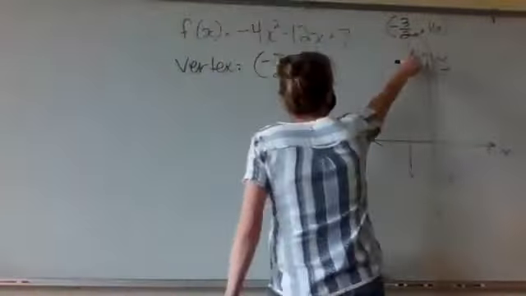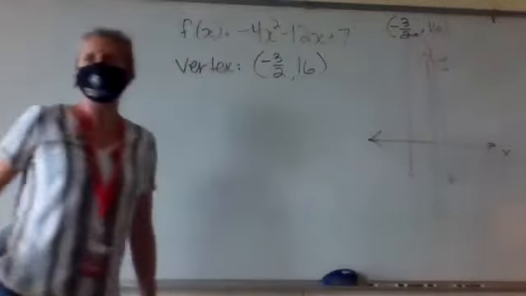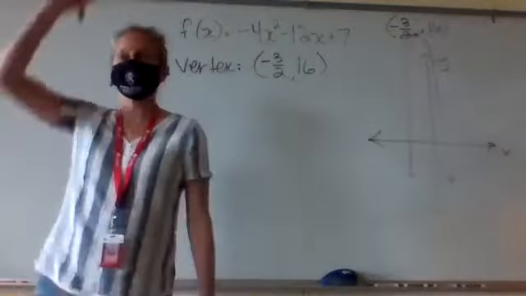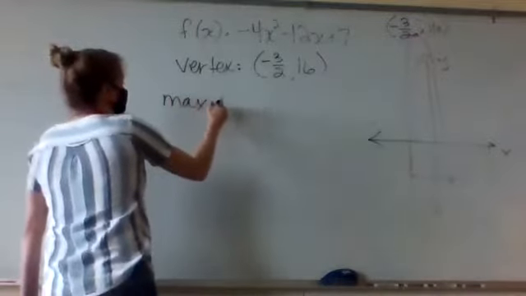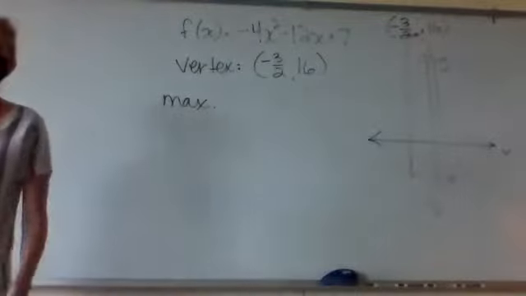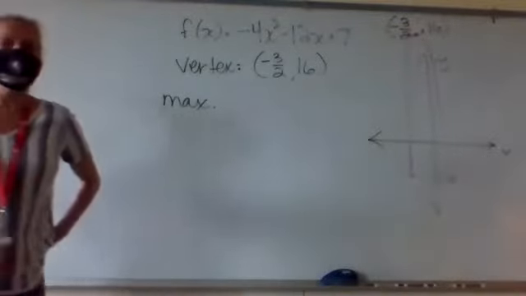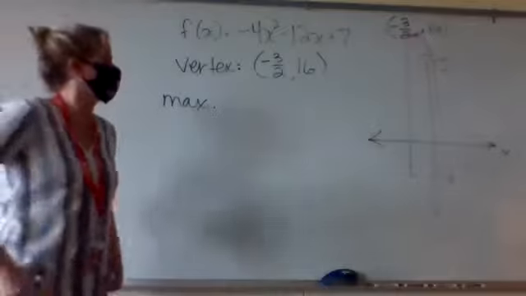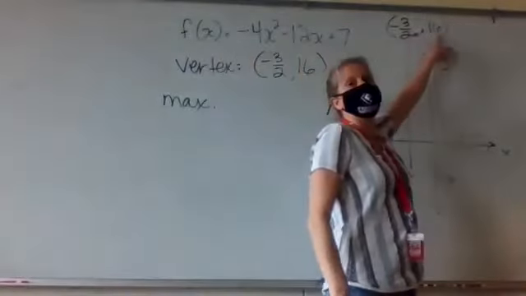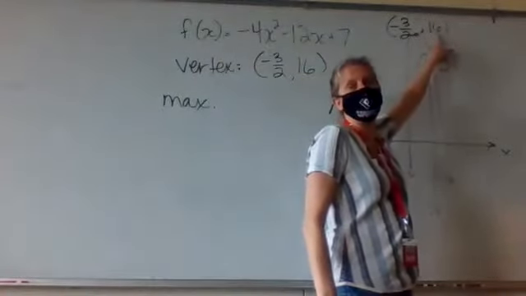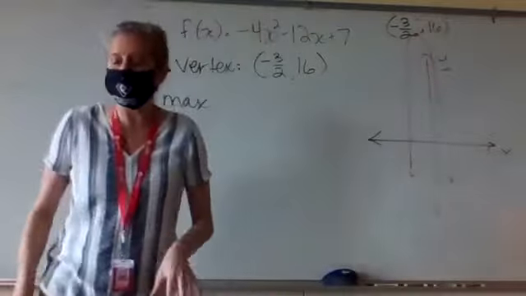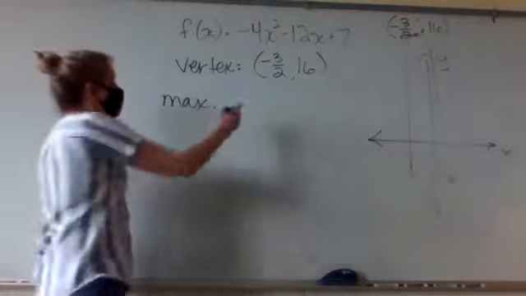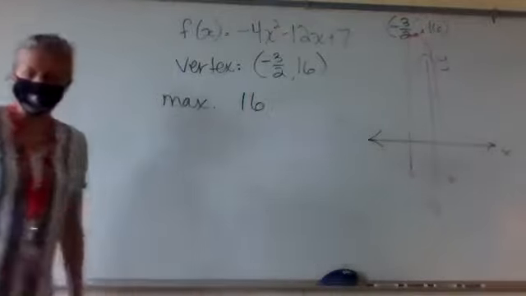Okay, then it wants to know, does the parabola have a maximum or minimum? In other words, is that point, the vertex, at the top of the parabola or the bottom? It's at the top, which means it's its maximum. So it has a maximum. And what is the maximum value of this parabola? What part of the vertex are you looking at for that? The 16, the y, right? If you're talking about maximum or minimum value, anytime you hear the word value, it's talking about the y. So the maximum is 16.